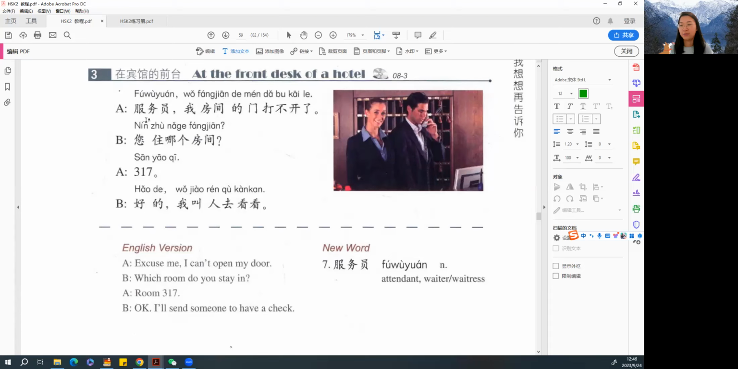So we might learn some new polite way to call out the service. So we can just say 你好 or excuse me, 不好意思，我有个问题。So you don't have to really call out waitress, right? But we learn it. That's our new text.